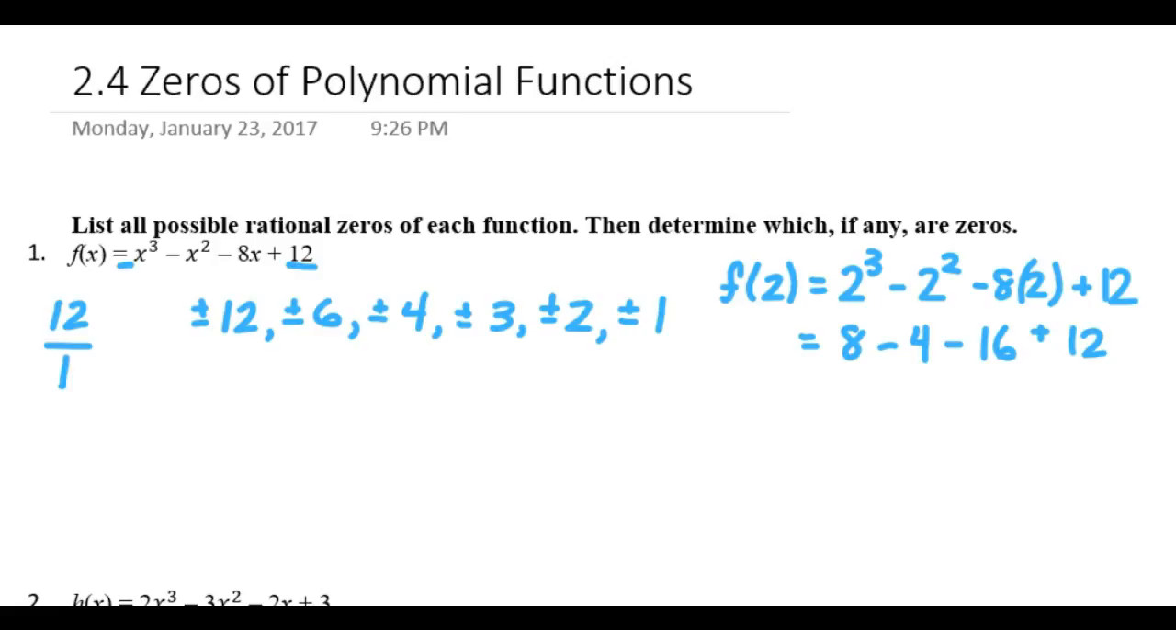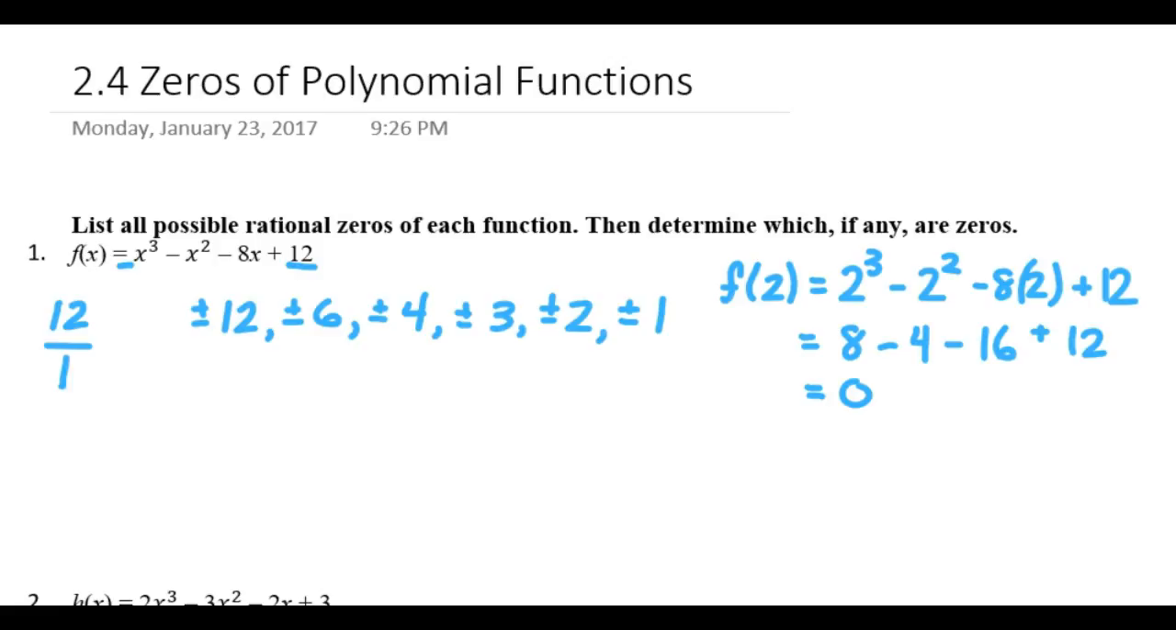I'm sorry, 8 minus 4 is 4. So we have 4 minus 16 plus 12. 4 minus 16 is negative 12. Plus 12 is 0. Surely you can figure that out on your own to ensure that it is 0.